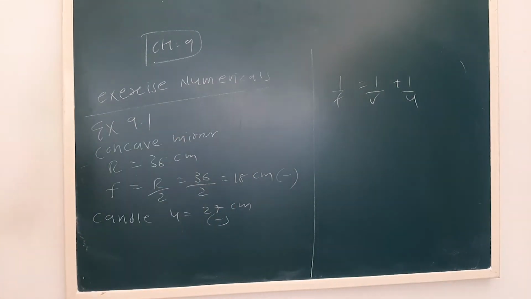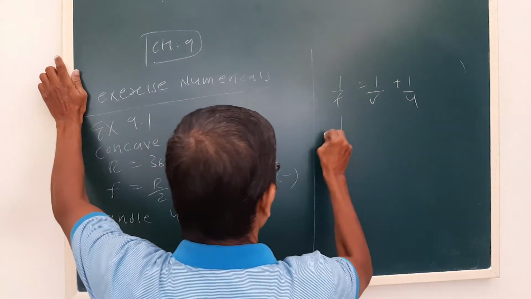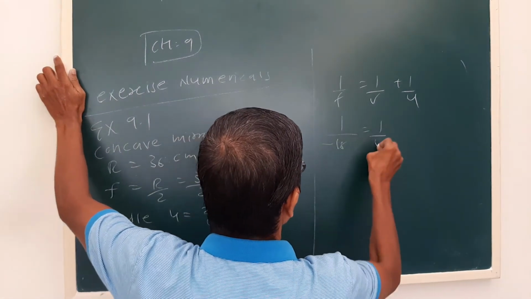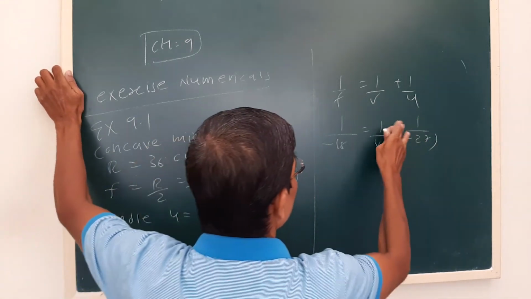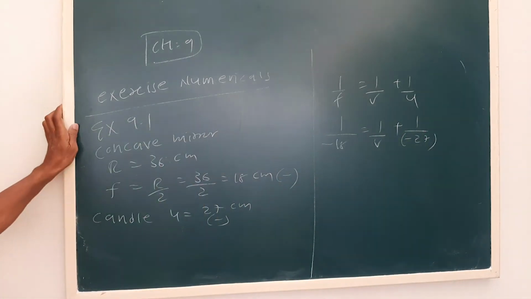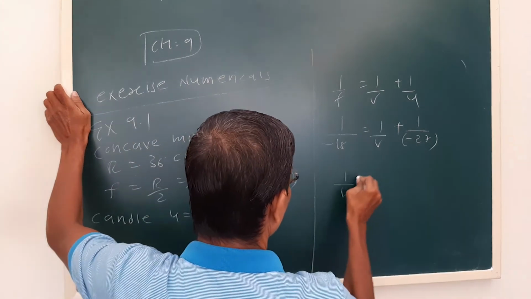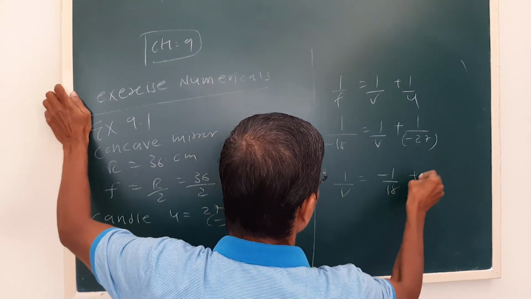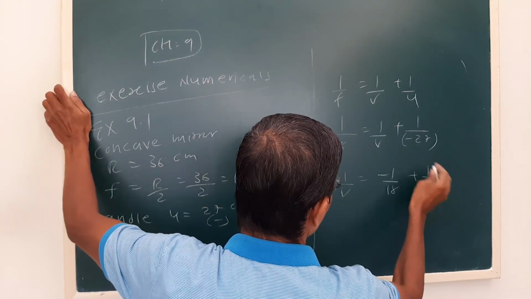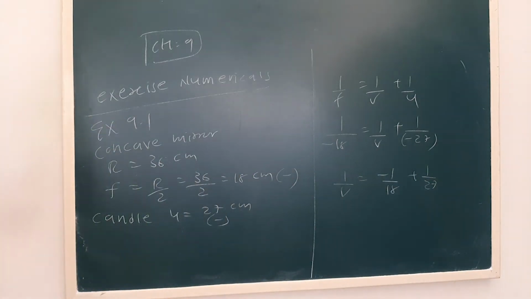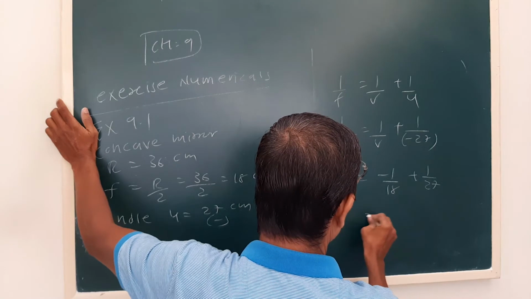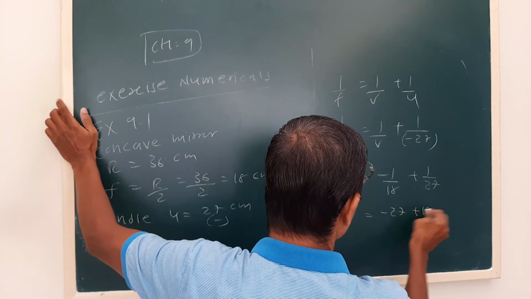Now we try to simplify. 1 upon v is minus 1 by 2. So this has become negative, so on the right hand side it will become positive. So now minus 27 plus 18.